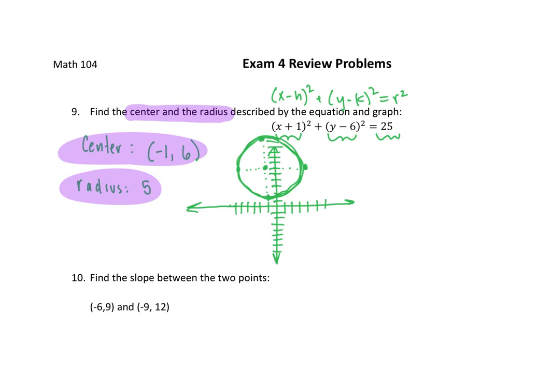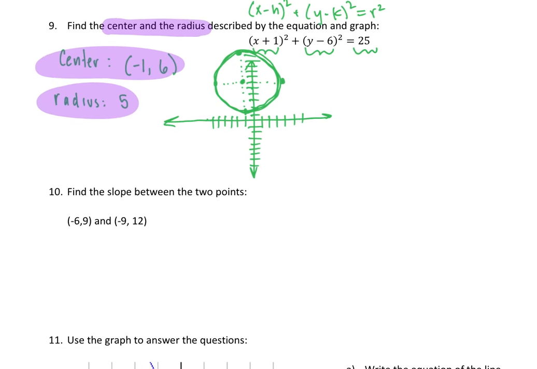Okay, so that is actually from section 39. This next one is from test 1, so from a long time ago. It says find the slope between the 2 points. This is a multiple choice type of question.